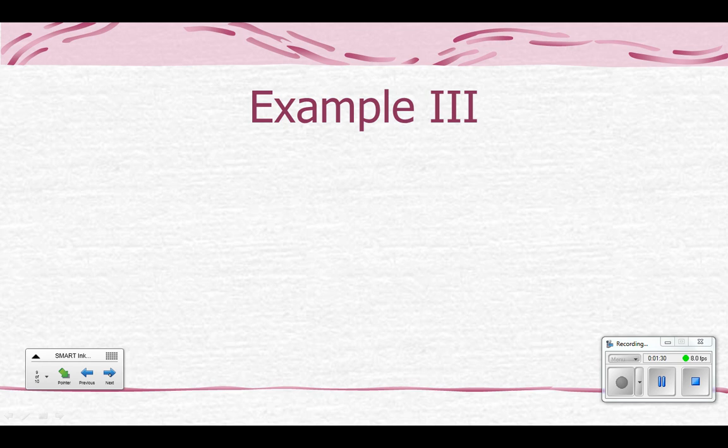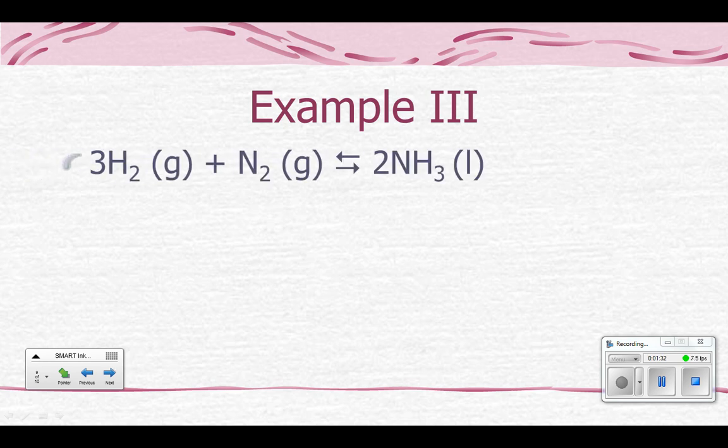All right, and finally our last example here is hydrogen reaction with nitrogen to produce ammonia. It's an important industrial reaction. We'll look at it in greater detail going forward here.